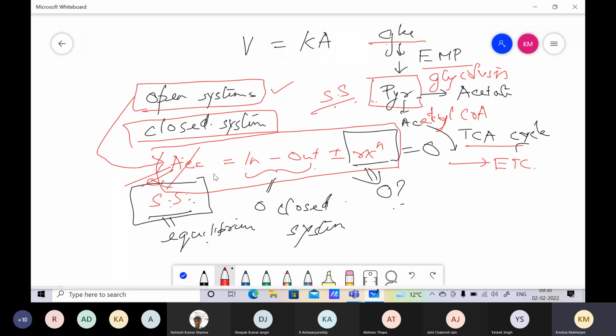Can you hear me, all of you? Yes, sir. So in open systems, the assumption that accumulation is 0 and therefore it is steady state does not imply that reaction is 0. Input minus output plus minus reaction is 0. So all biological systems are open systems. If you are a closed system and you have equilibrium, then yes, you are right. You become a closed system when you are dead. Okay? So equilibrium is reached.